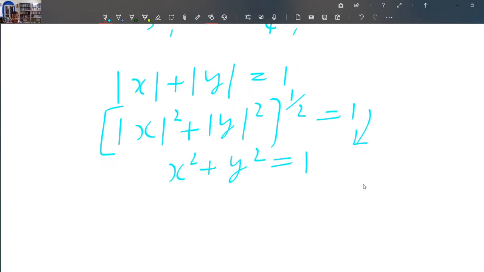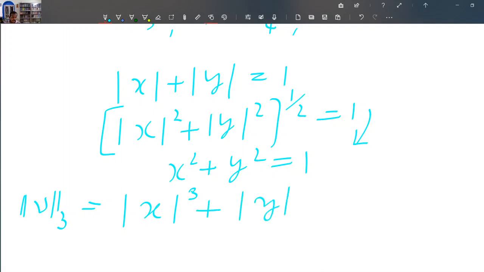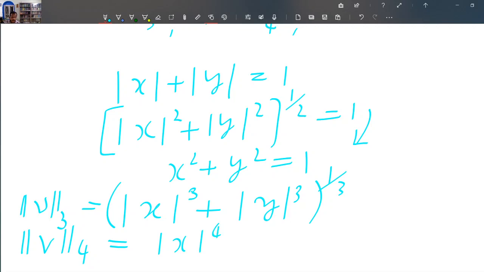And in GeoGebra there is a facility which can plot x cubed. So what is the 3 norm of v? It is equal to modulus of x cubed plus modulus of y cubed, the whole raised to 1 by 3, and you can plot this also. The 4 norm of v is actually equal to modulus of x raised to 4 plus modulus of y raised to 4, the whole raised to 1 by 4.